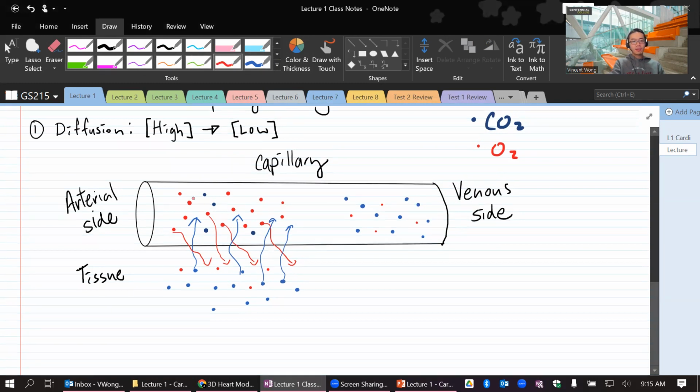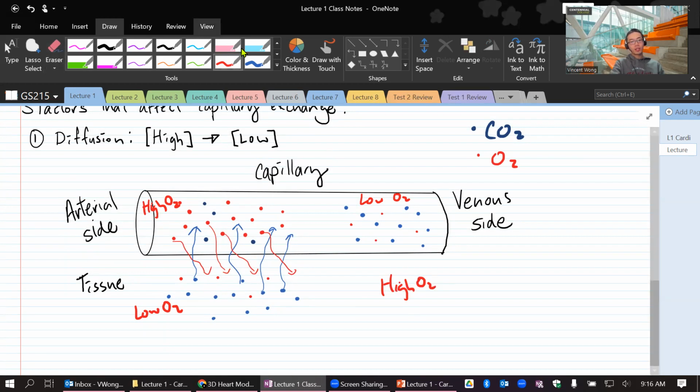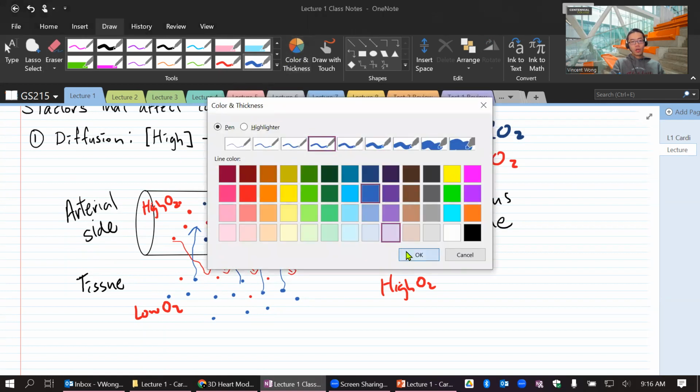Does that make sense? So you have high, I should probably put it in here. High O2 and then low O2. And afterwards, you would have low O2 because they all left. And then the outside would be high O2. And then there would be the opposite for carbon dioxide. You would have low carbon dioxide.